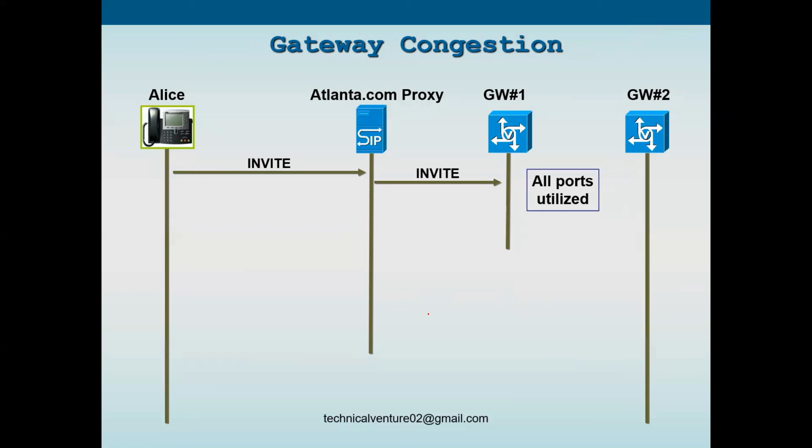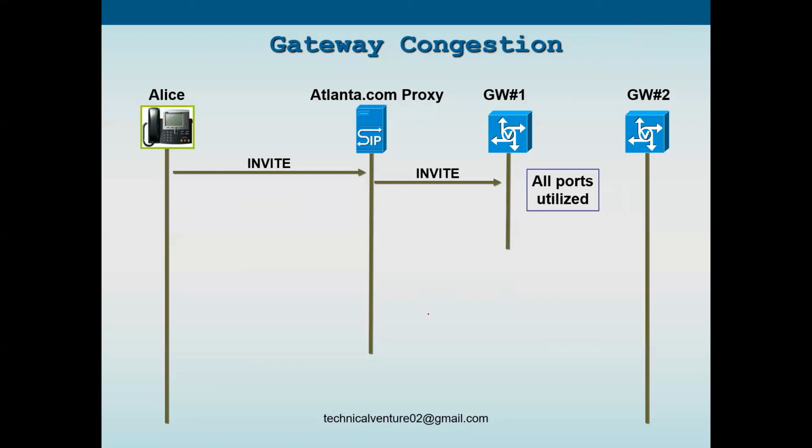So here you have two gateways and the call is going to the first gateway first, and then it will say all my ports are utilized. Now you need to see what to do right now. That depends on your configuration. If the first gateway is not available, then what should the call do? Either it should disconnect or route to another gateway. That depends on your configuration.